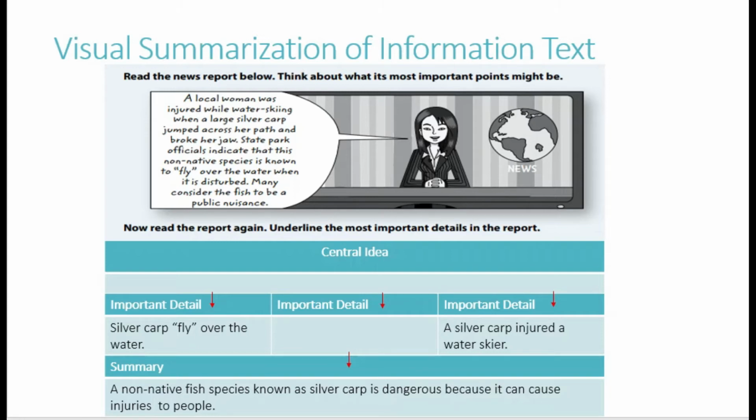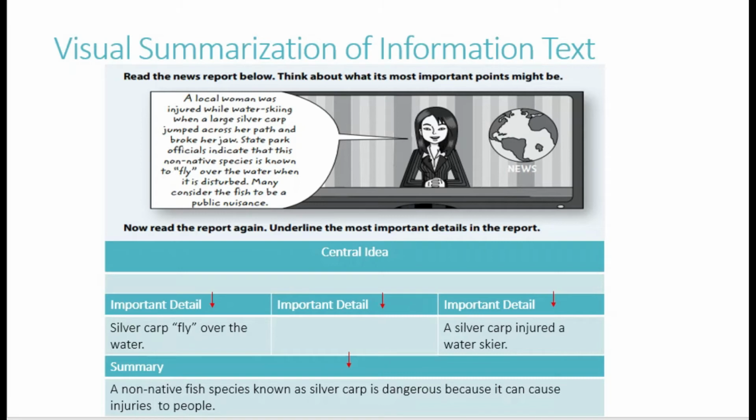Now, let's look at the news report below. Think about what important points might be. A local woman was injured while water skiing when a large silver carp jumped across her path and broke her jaw. State park officials indicate that this non-native species is known to fly over the water when it is disturbed. Many consider the fish to be a public nuisance.